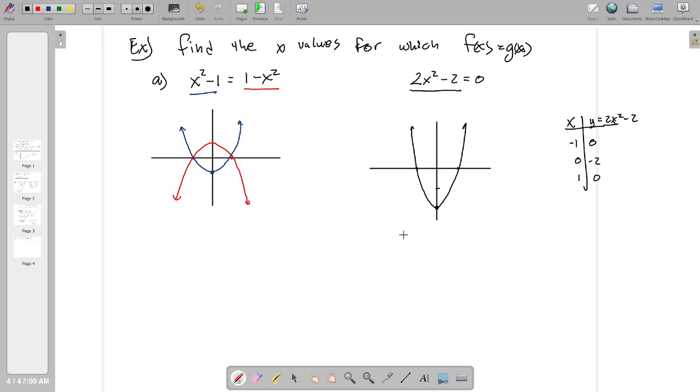So it's still a parabola, but it's stretched out vertically a little bit. Where 2x squared minus 2 is equal to 0 would be where we cross the x-axis. So our solutions would be here and here, which is at x equals 1 and x equals negative 1. And here we have x equals negative 1 and 1 as well. Negative 1 being where they intersect here, and 1 being where they intersect here.